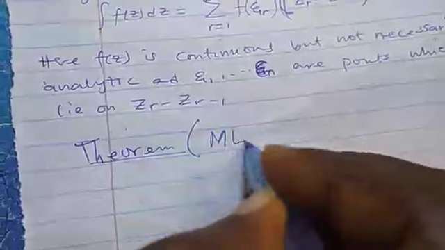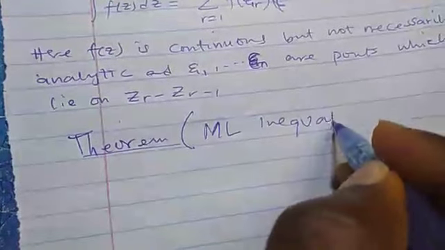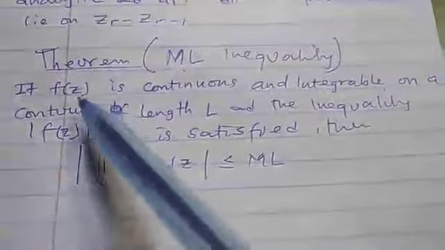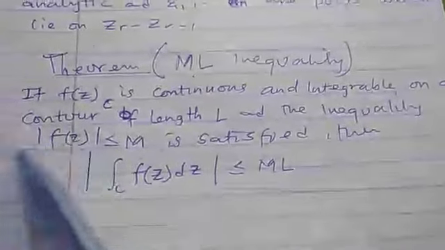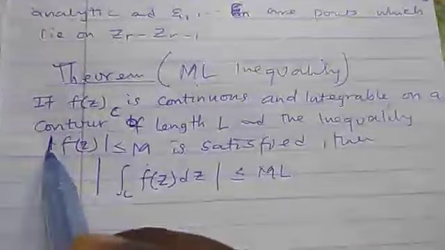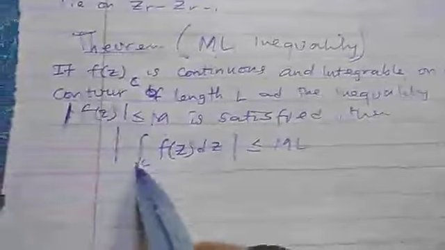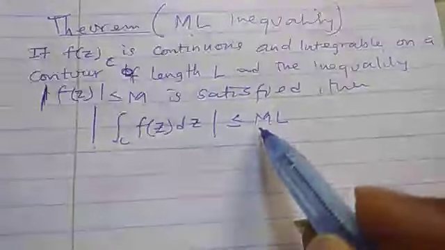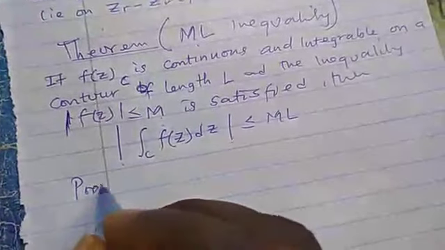Now let's consider this theorem. We call it the ML inequality. This is the theorem: if a function is continuous and integrable on a contour C of length L, and if this inequality is satisfied, that is, if f of z is bounded by M, then the absolute value of the integral of f of z dz is less than or equal to ML. This is called the ML inequality. Now let's prove the theorem.